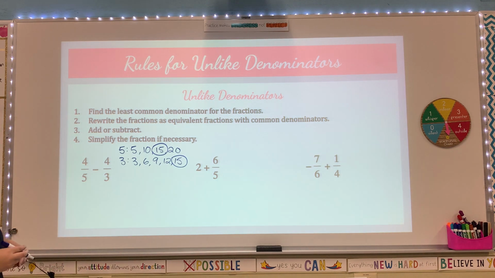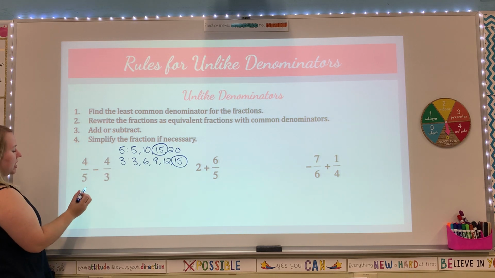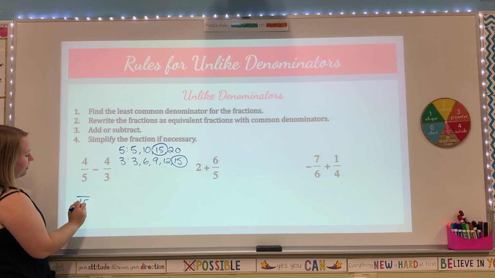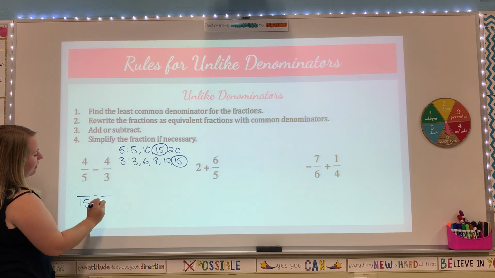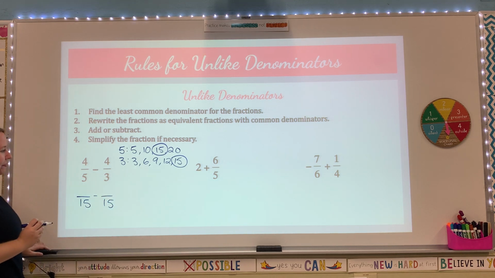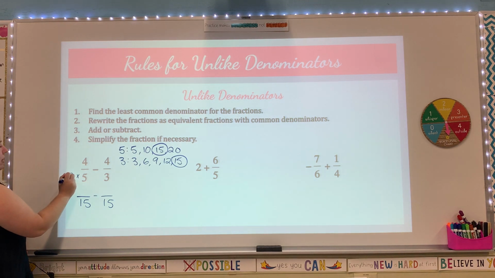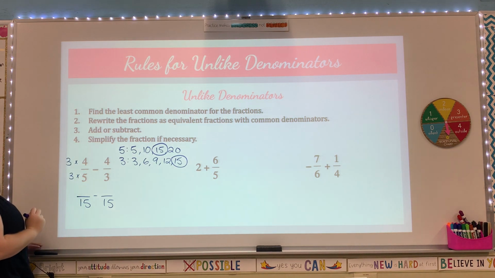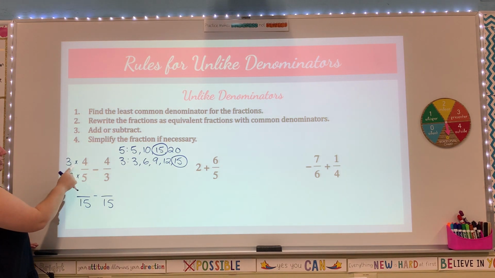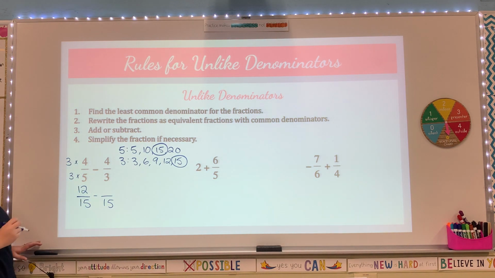So that is going to be our fraction. Now to turn these fractions into a denominator with the number 15, we're going to have to multiply them by something. To get from 5 to 15, we have to multiply by 3. So whatever I do to my denominator, I have to do to my numerator, which is multiply 4 by 3. 4 times 3 gives us 12. 4/5 and 12/15 are equivalent fractions.